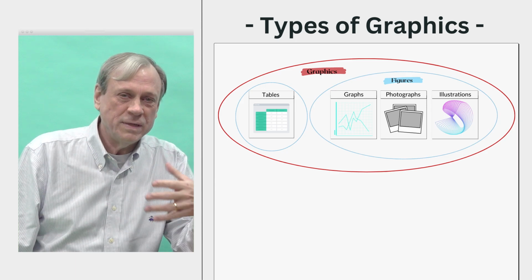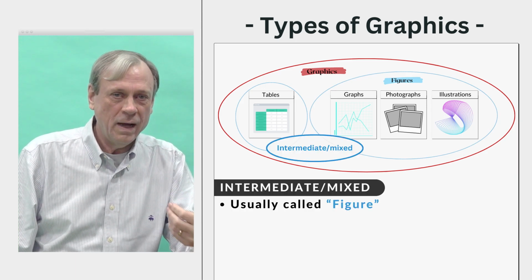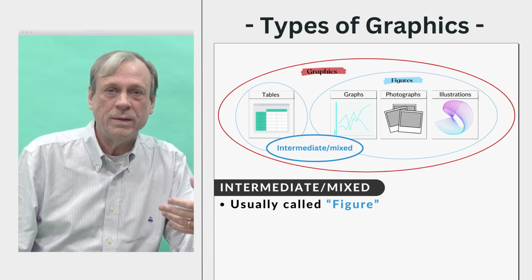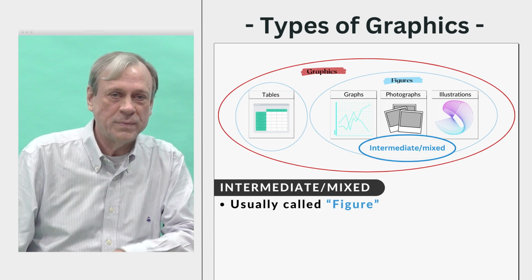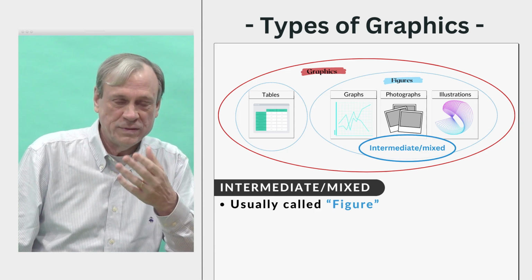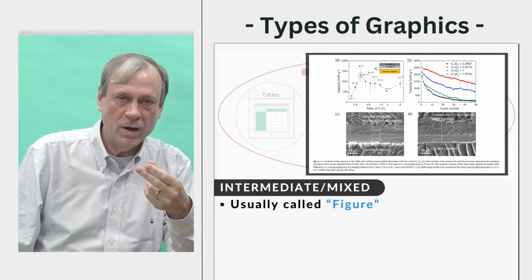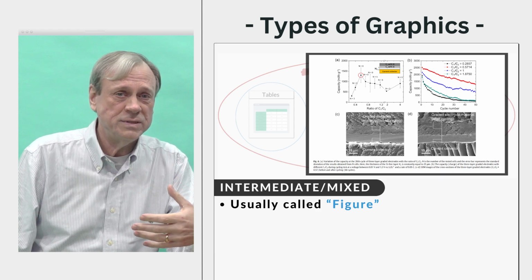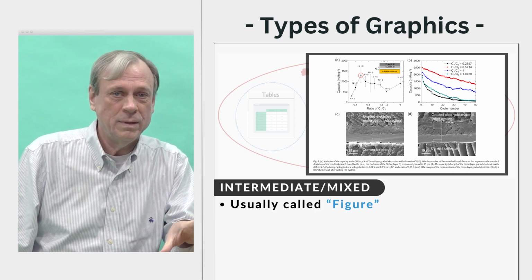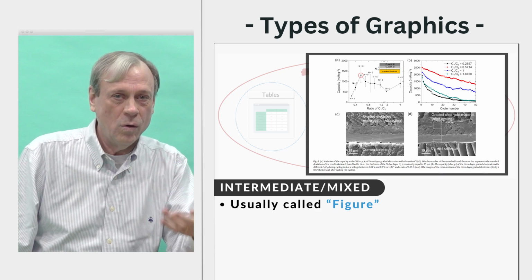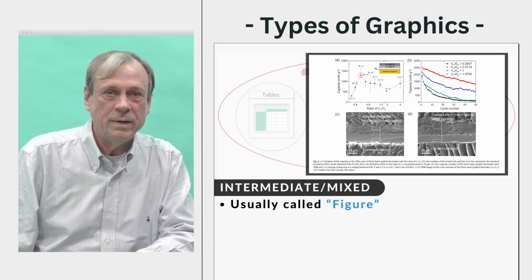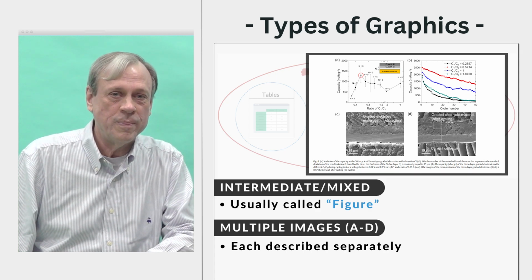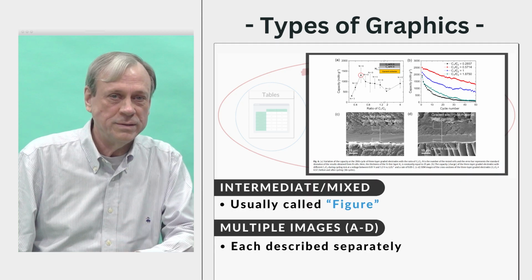Now, again, sometimes you have more than one kind of graphic, more than one kind of figure within a single figure. So sometimes you have a situation like this where you have a graph and a photograph. Sometimes in science and engineering, I've even seen cases where you have a table and a graph and a figure, all in one overall figure. And if so, these are labeled independently, in this case A, B, C, and D. And each one has a separate description.